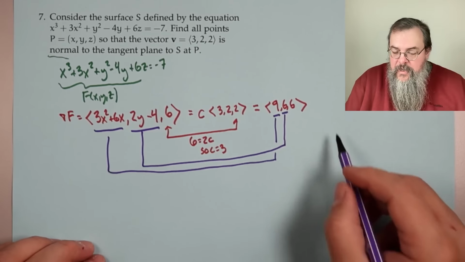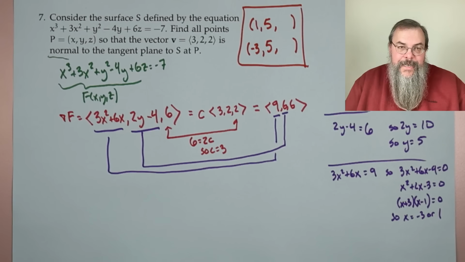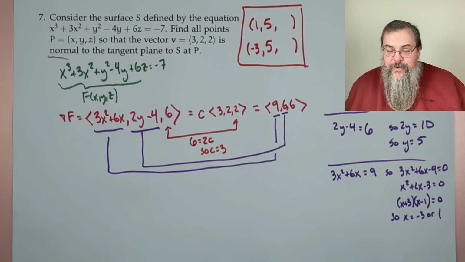Well, we go back to our original expression. Okay, so now we're going to plug in what we know and solve for what we don't. In this case, we know x and y. What we need to solve for is our z. So we're going to do this twice. So let's start with our first case. x equals 1 and y equals 5.